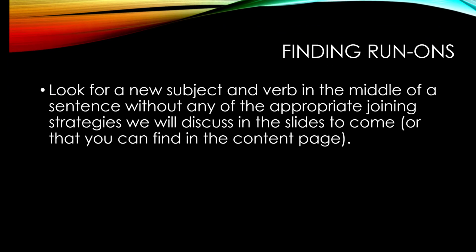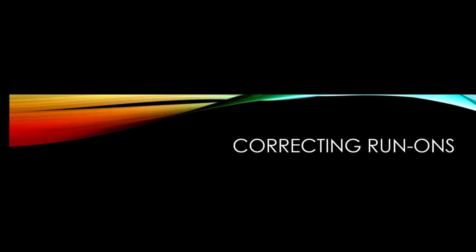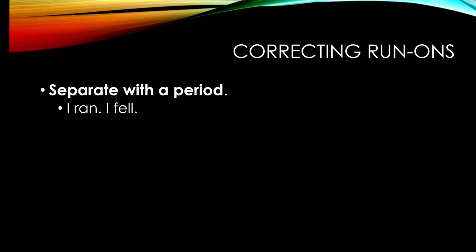Finding run-ons. Look for a new subject and verb in the middle of a sentence without any of the appropriate joining strategies we'll be discussing in the slides to come, or you can find the information on the content page. You correct them really simply. Separate with a period. I ran. I fell.